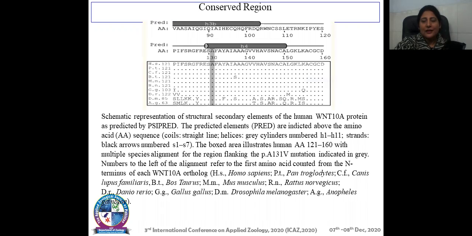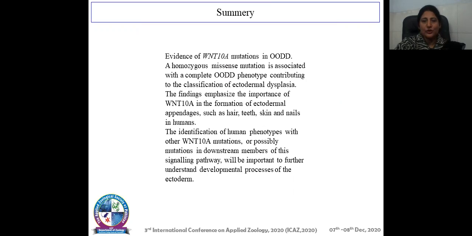When we looked at the phylogenetic analysis, the position was highly conserved across species. To summarize our results, we observed this Wnt10A mutation in OODD. The homozygous missense mutation is associated with a complete OODD phenotype, contributing to the classification of ectodermal dysplasia.